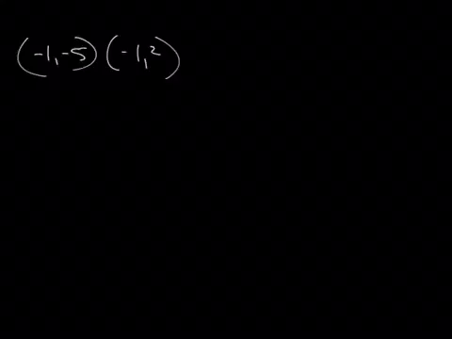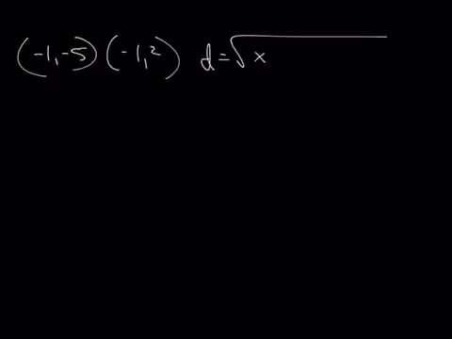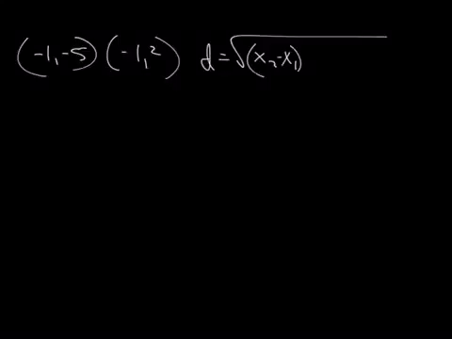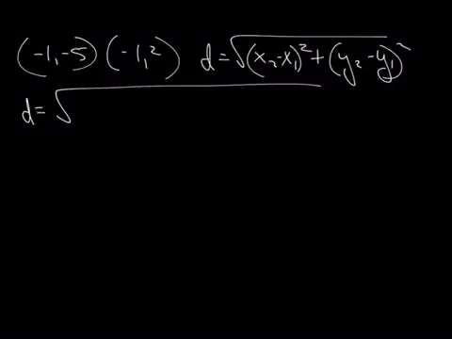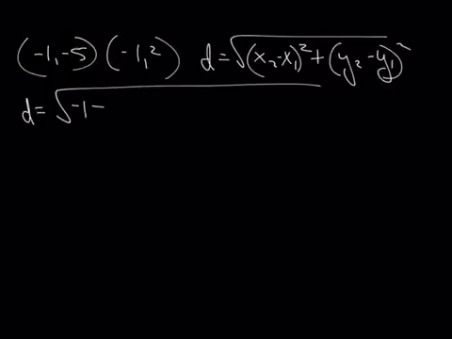So we've got, again, 2 points. And I've got my d equals square root of x2 minus x1 squared plus y2 minus y1 squared. Okay, so I've got my distance formula. So distance equals the square root of negative 1 minus, whoops, I'm just going to put negative 1 squared plus negative 5 minus 2, the quantity squared.